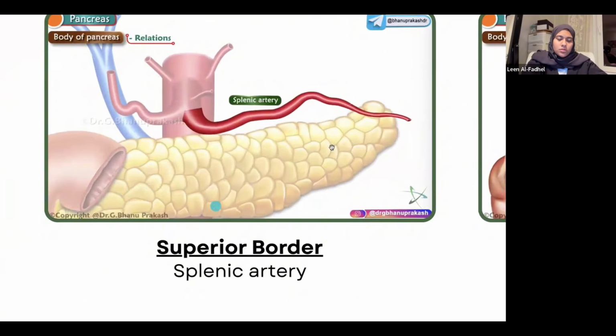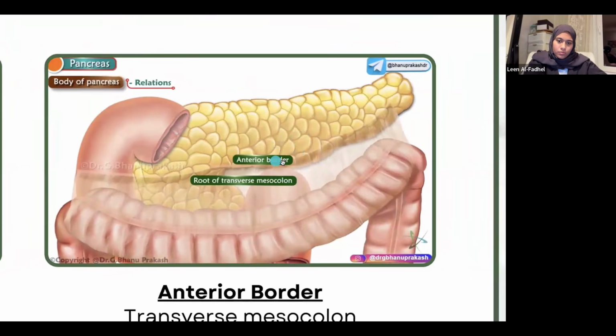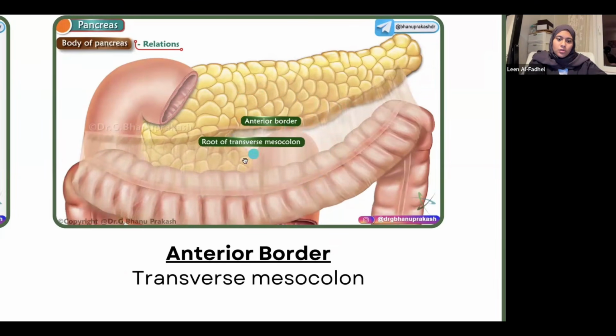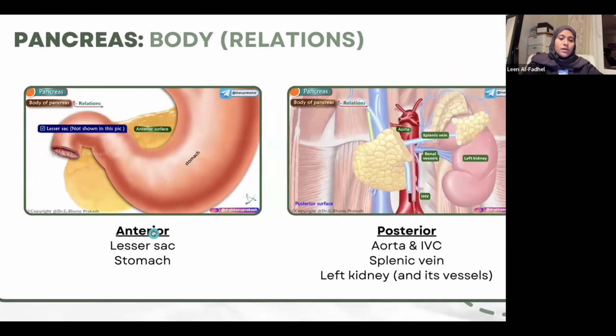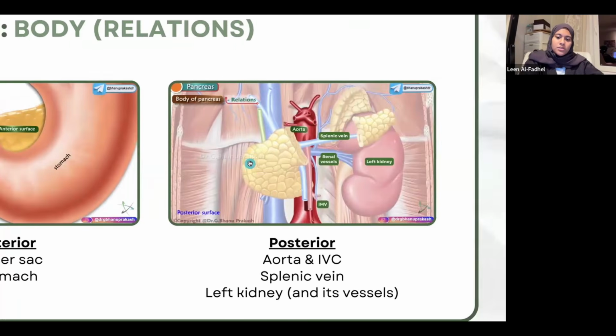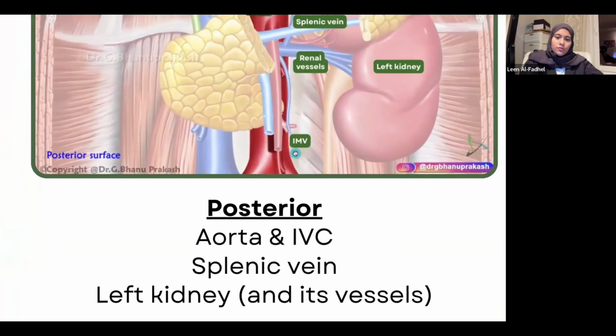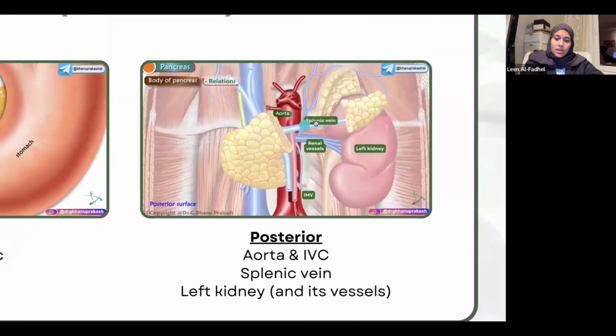When talking about relations on the superior border, running along the superior border is the splenic artery. On the anterior border, not the surface, on the border itself, somewhere over here, you'll find the transverse mesocolon, this sheath over here. Anteriorly, you'll find the lesser sac, but it's not shown here, and you find the stomach. Posteriorly, you'll find many structures. You find the aorta, the IVC, the splenic vein, and the left kidney and its vessels.